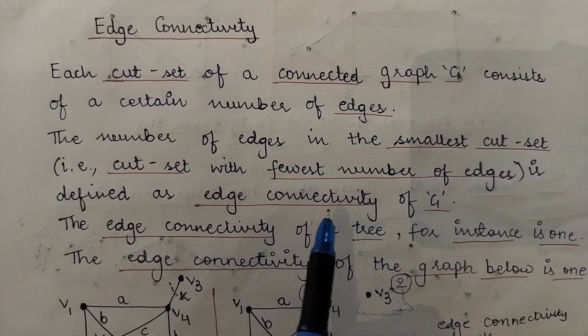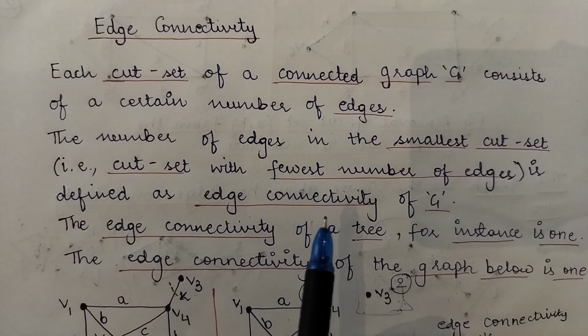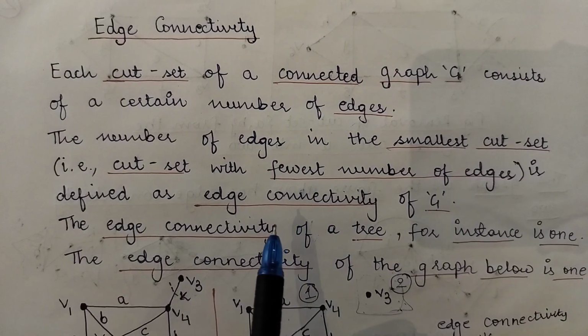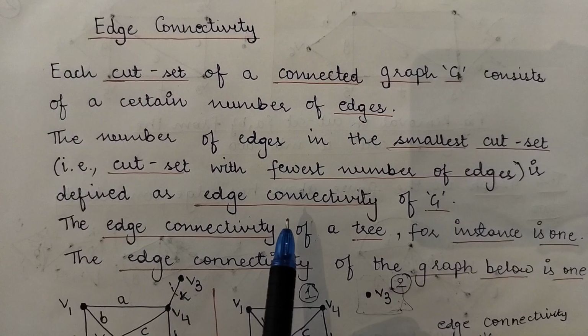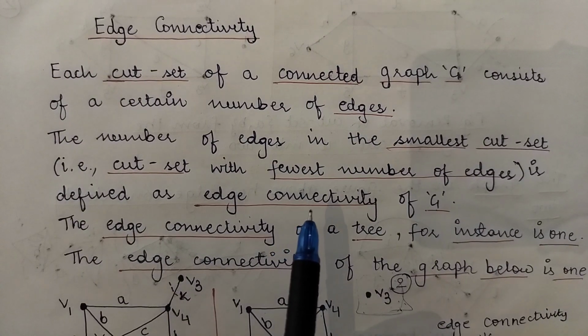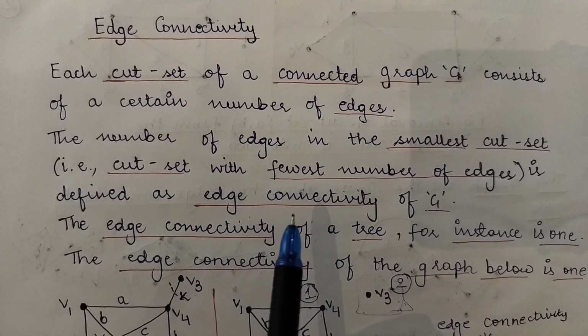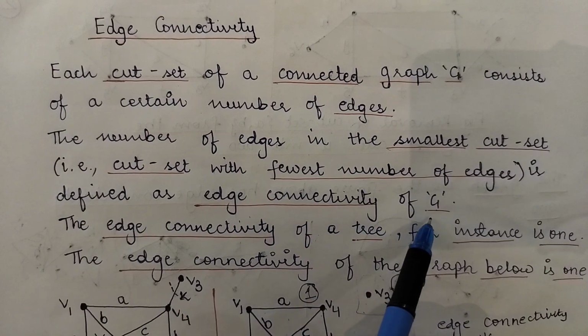Say, for example, with respect to a particular connected graph, you have three cut sets of that graph, containing 2, 3 and 4 edges respectively. Now obviously the cut set with 2 edges is the smallest cut set. So the edge connectivity of the graph G would be 2 in that case.